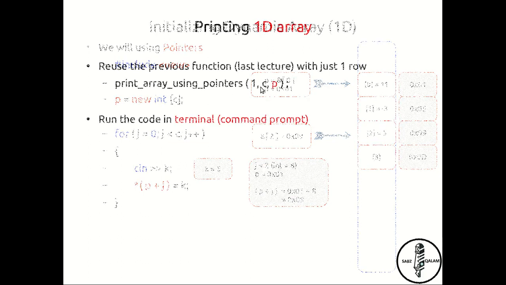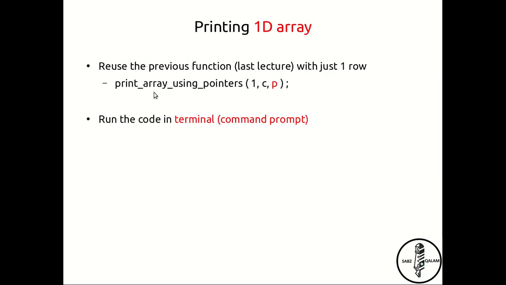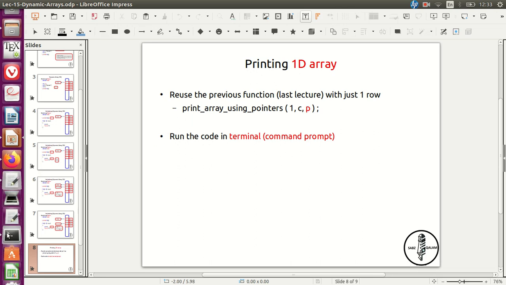Now let's try running this code. Remember, I'm using the same function I developed in lecture number 14, which can print any variable-size two-dimensional array. Because this particular array has only one row, we're going to put R as 1, C remains as is, and P is what we are forwarding. So let's try running this code in the terminal.